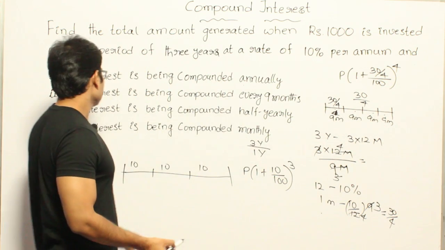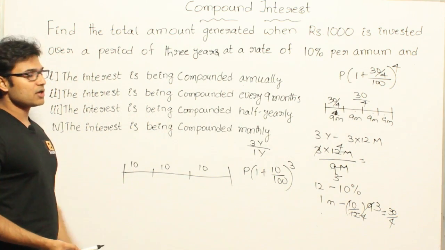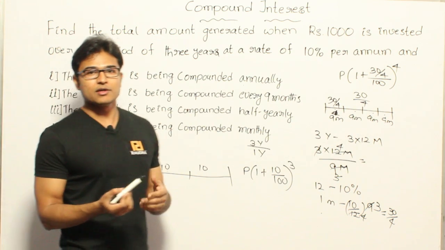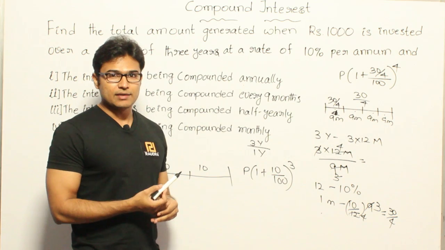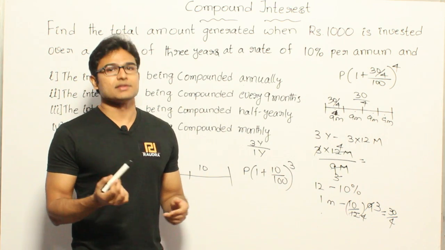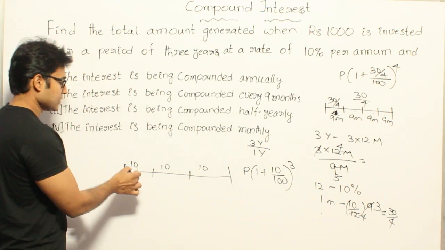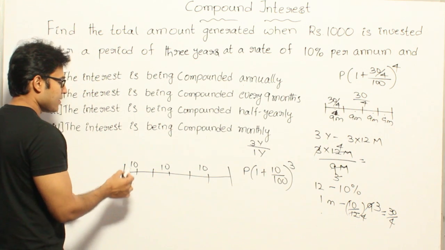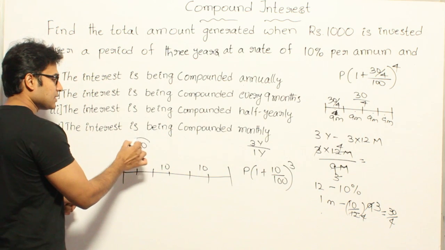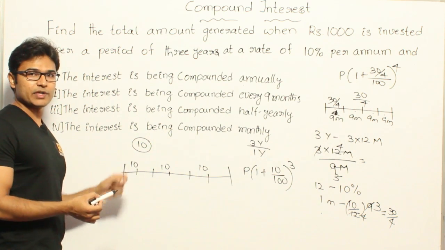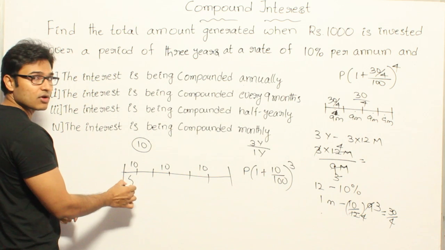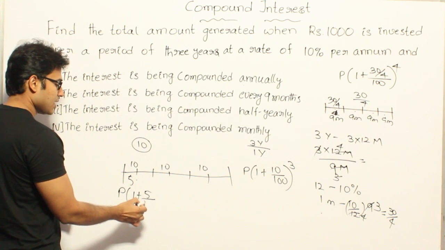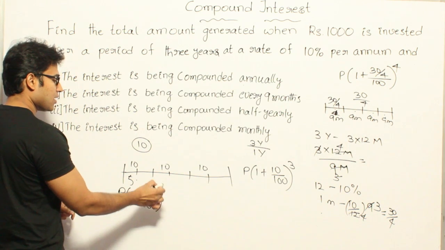Okay. And the next one is where the interest is being compounded half yearly. So they are saying that the 3 years are divided into half year slots. In 3 years how many half years will be there? 6, right? Therefore 6 parts are there. And if for 1 year the rate is 10%, then for 6 months the rate will be 5%. Got it? Therefore it is P into 1 plus 5 by 100 whole power 6.